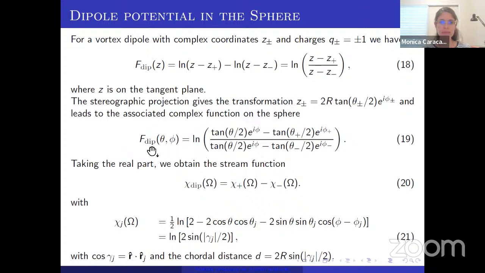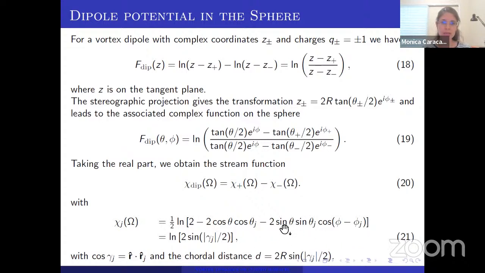Now you take the real part of this, and then you get the stream function. Here, omega is the deviation for theta in polar coordinates. Again, this is basically the stream function of the positive minus the stream function of the negative component. This is the expression of the arbitrary charge J in a position omega on the sphere, dependence of the coordinates theta and phi, the coordinates of the vortex, theta J and phi.